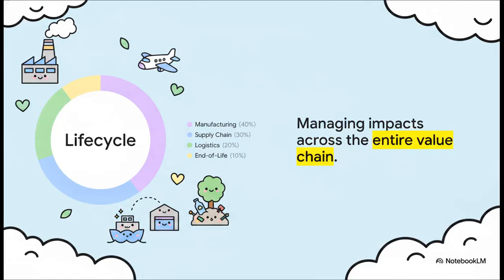Taking a broader life cycle perspective guarantees you aren't just obsessing over the factory floor. Manufacturing might only account for, say, 40% of an organization's total impact. If your EMS completely ignores the 30% coming from your supply chain or the 10% from end-of-life disposal, you're missing the bigger picture that ISO 14001:2026 demands.